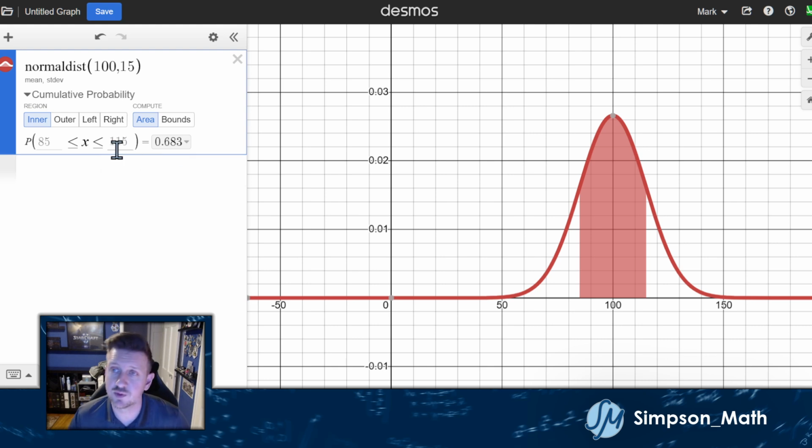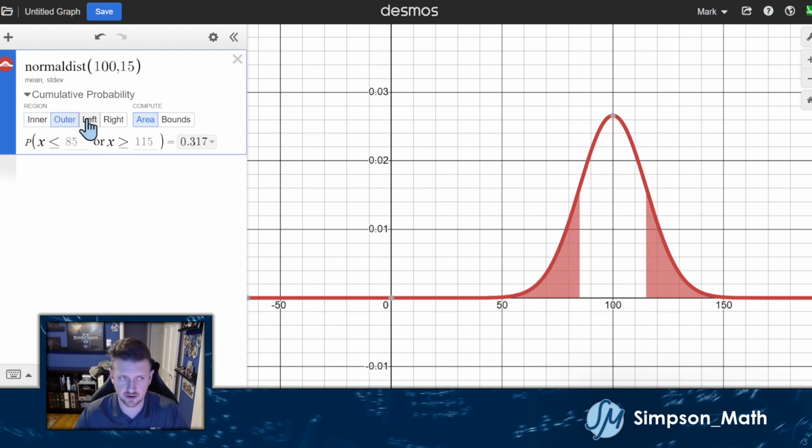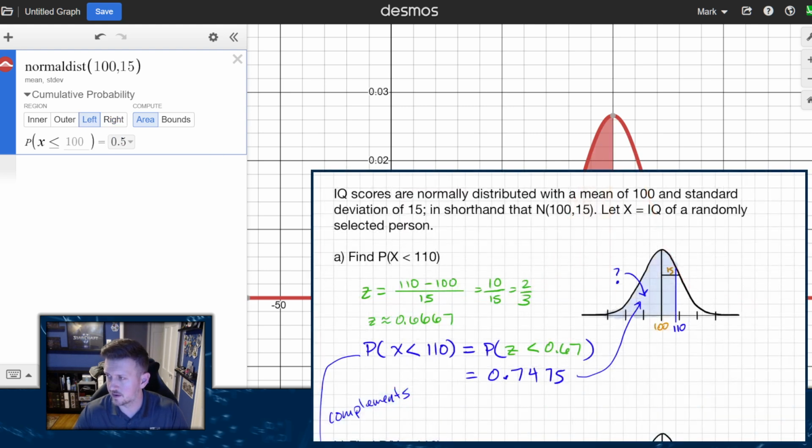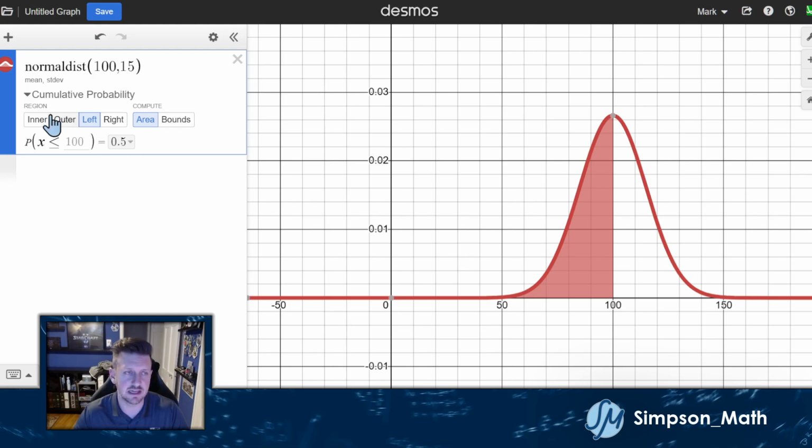So the area under the curve adds up to 1. We're wanting to find the area under that, which then will also translate to that probability. So I'm going to find the area less than 110. So notice we have inner, outer, left, and right. This left one matches my picture a little bit better, because I want to find the area less than, so we're doing the area to the left.